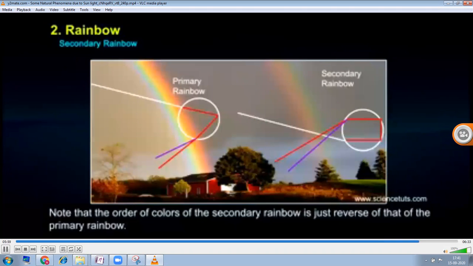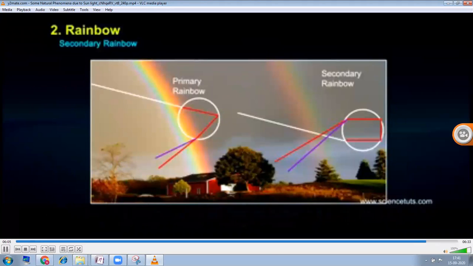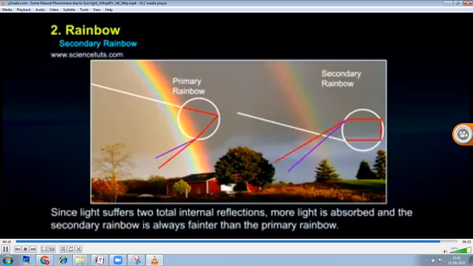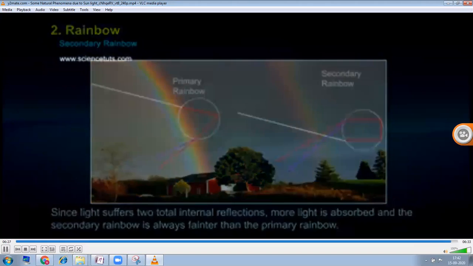Note that the order of colors of the secondary rainbow is just the reverse of that of the primary rainbow. This is due to the fact that light enters from the bottom of the drop and not from the top, as in the case when a primary rainbow is formed. Since light suffers two total internal reflections, more light is absorbed and the secondary rainbow is always fainter than the primary rainbow.